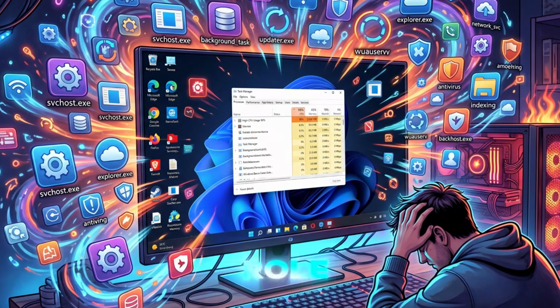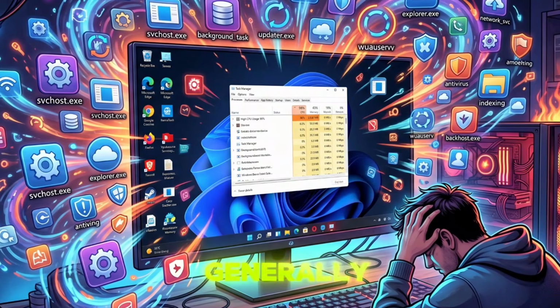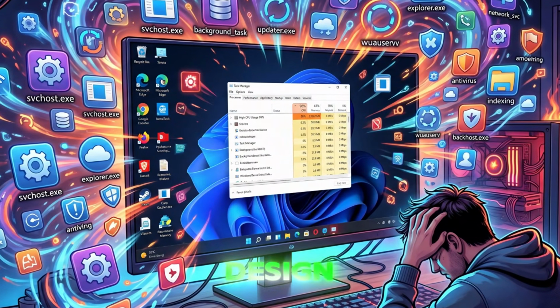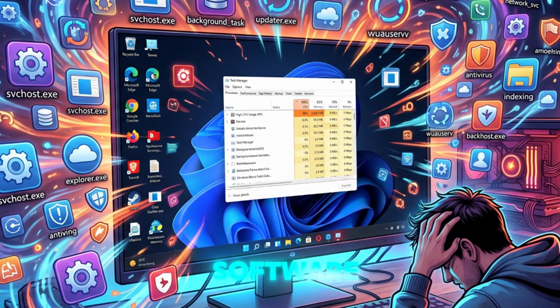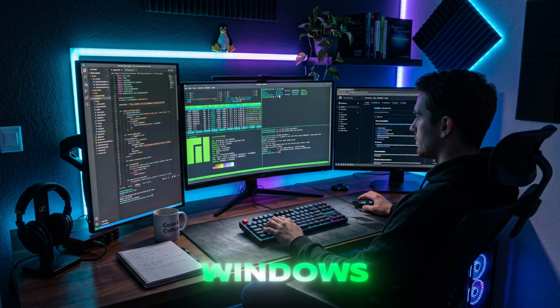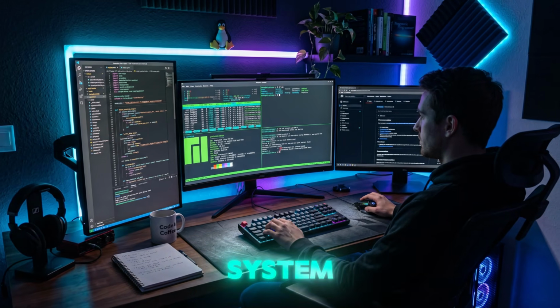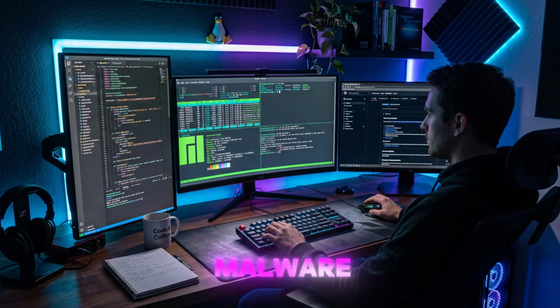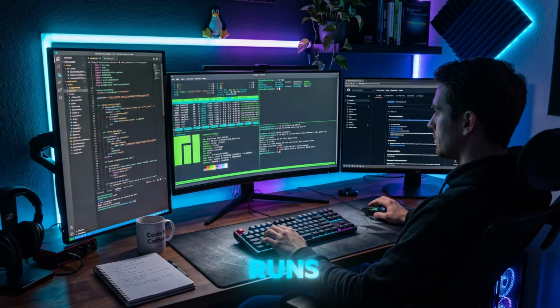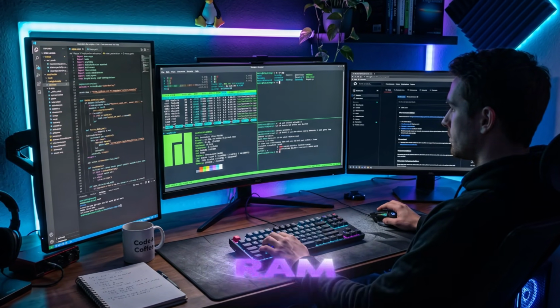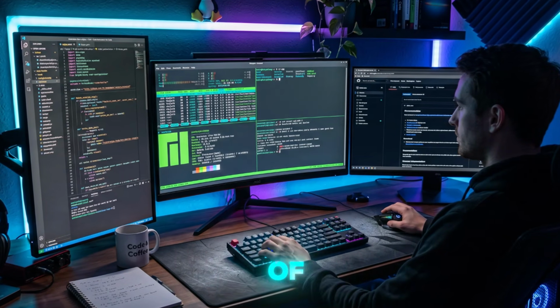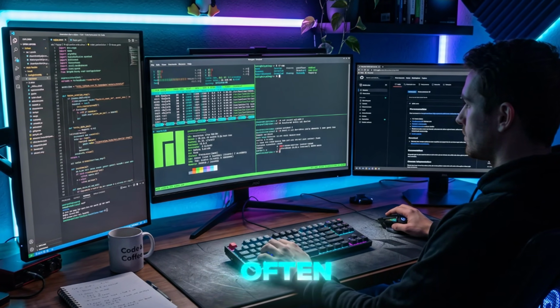Security also plays a role in performance. Linux is generally considered more secure by design, which means it doesn't rely heavily on resource-intensive antivirus software. Windows, being the most widely used operating system, is a bigger target for malware. As a result, it runs constant security checks and background scans, which consume CPU and RAM. This adds another layer of resource usage that Linux systems often avoid.